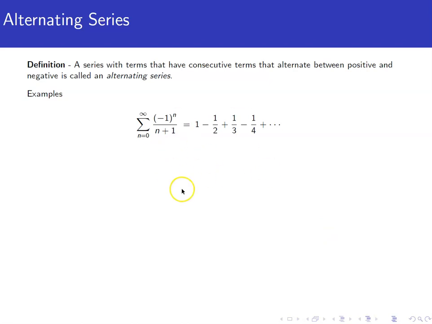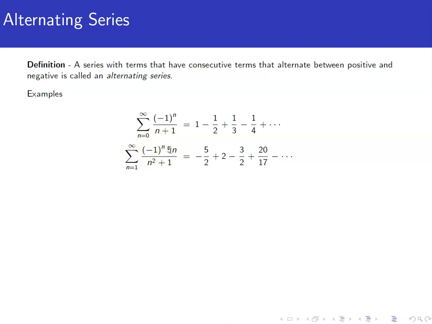So here's an example of an alternating series. We have the series from n = 0 to infinity of (-1)^n over n + 1. That would give you positive 1 minus a half plus a third minus a fourth and so on. Another one here, again, where the alternating part is put in by this (-1)^n. That's typically what we'll see.